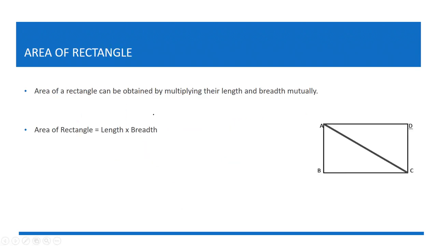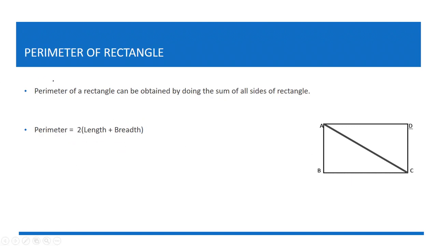Now, what is the area of a rectangle? The area of a rectangle can be obtained by multiplying its length and breadth. Let us consider this as length and this as breadth. The area of a rectangle is obtained by multiplying length and breadth. That's it: area is equal to length into breadth. This you should remember.